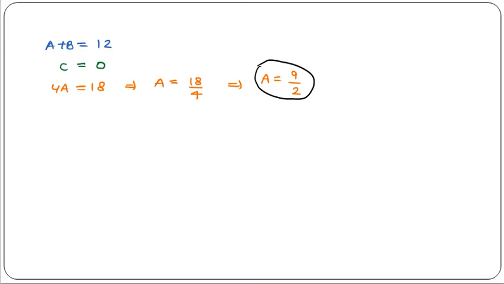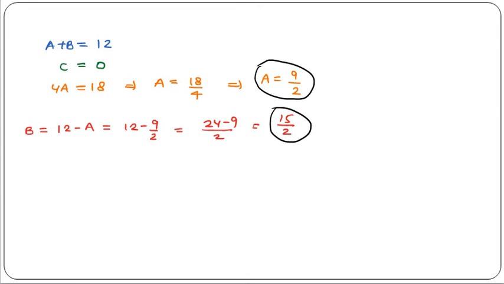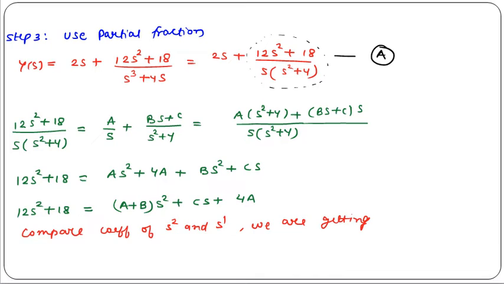Next we will substitute the value of a in the first equation. From here we can obtain the b value as 12 minus a. This is 12 minus 9 by 2, so this is 24 minus 9 by 2. So 24 minus 9 is 15 by 2. This is the value of b, which is 15 by 2, and the a value is 9 by 2. So we will put the values of a and b in equation a.